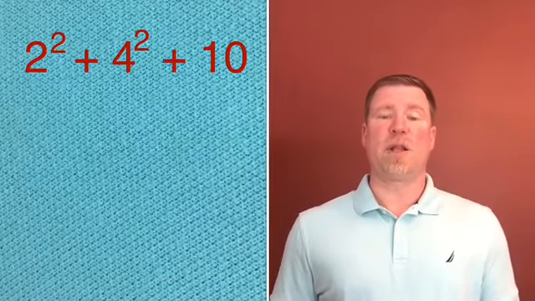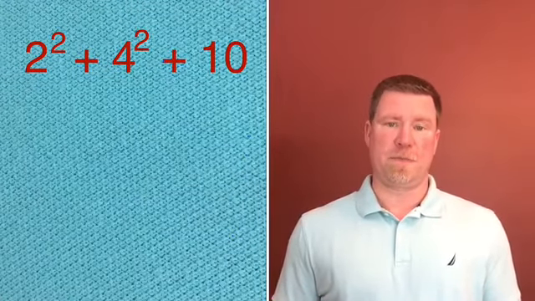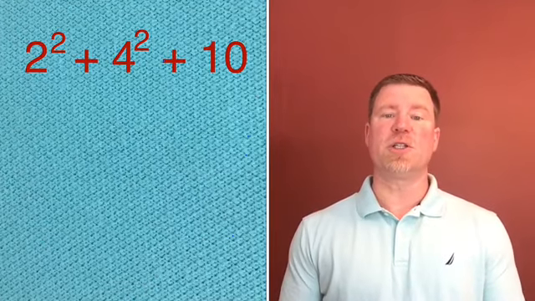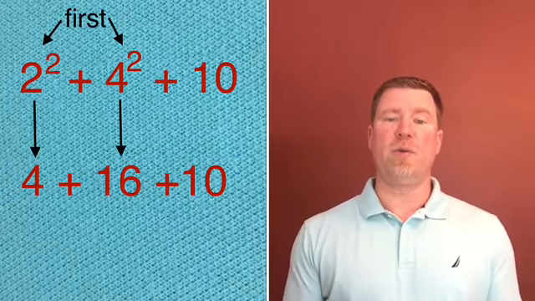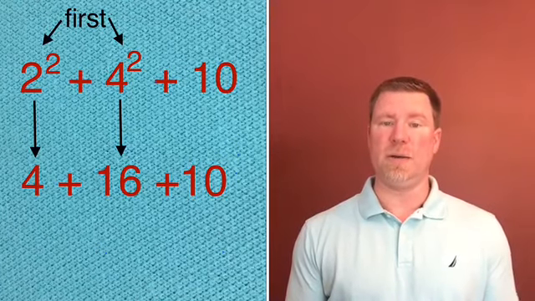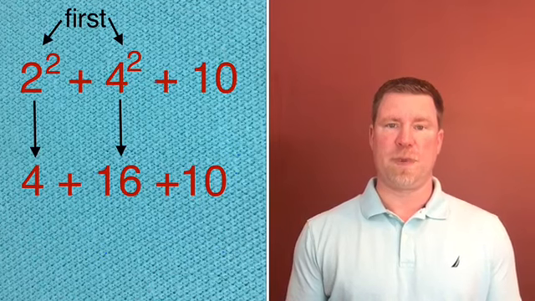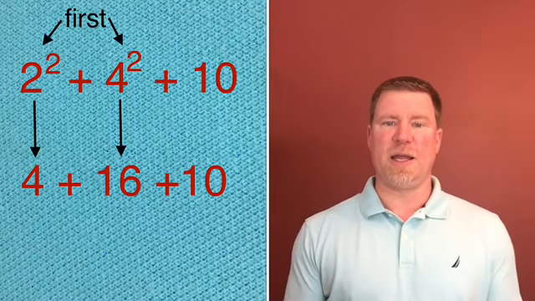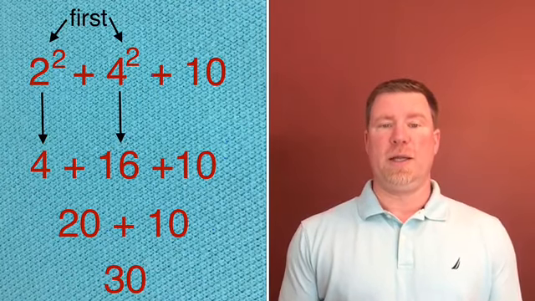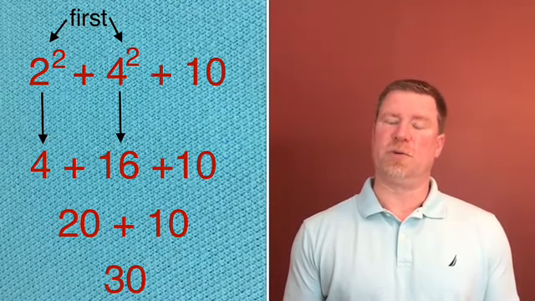2 squared plus 4 squared plus 10. Any numbers that have an exponent, simplify those first. We have 2 squared, which is 4, plus 4 squared, which is 16, plus 10. Now we're ready to simplify the rest of the expression, which would be 20 plus 10, which equals 30.